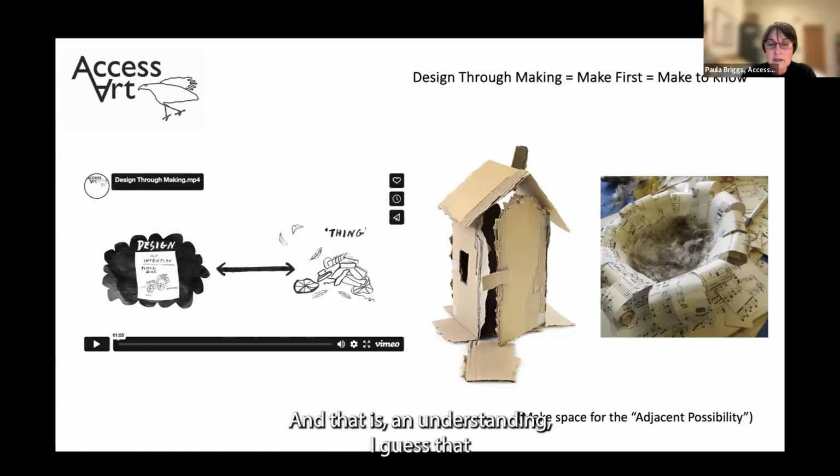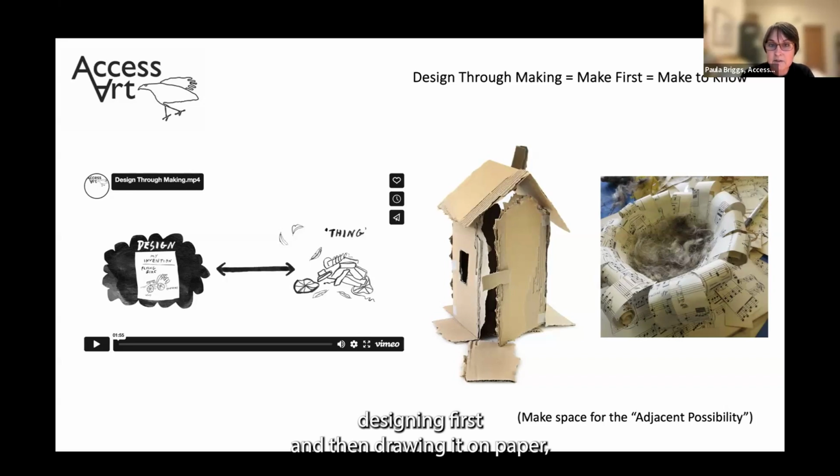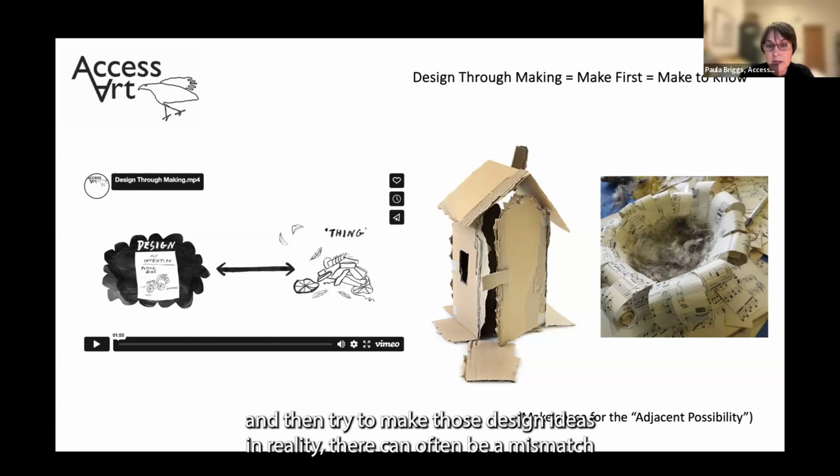And that is an understanding, I guess, that when we're working with materials, they have a life of their own. And when we're working with ideas, they have a life of their own. And the two things sometimes collide in wonderful ways. But if we go too far down the line of thinking about the ideas in our head, i.e. designing first and then drawing it on paper, and then try to make those designed ideas in reality, there can often be a mismatch, which leads or can lead to frustration in the classroom for pupils.